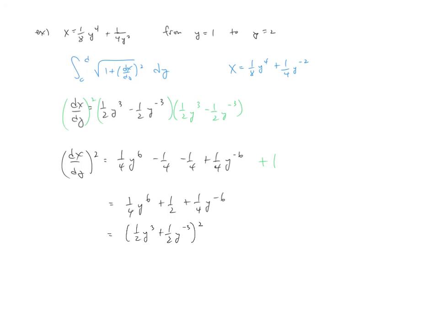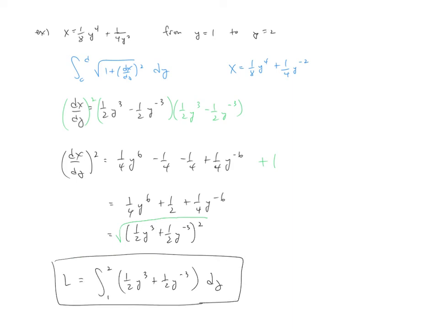Then when we put it under the radical like we need to, all we're going to have is this 1/2 y cubed plus 1/2 y to the negative third that we need to integrate. So now we'll have our dy here. We know we're going from 1 to 2. So there's our setup for the arc length of that curve on the interval 1 to 2.